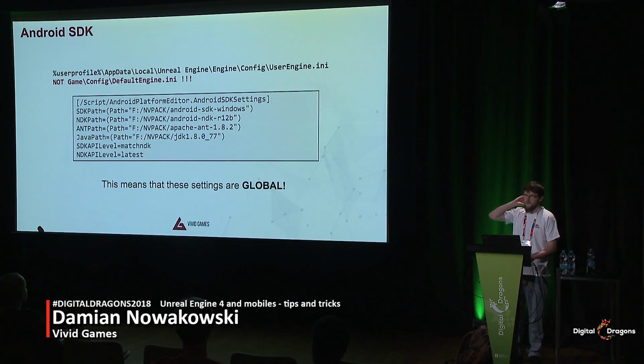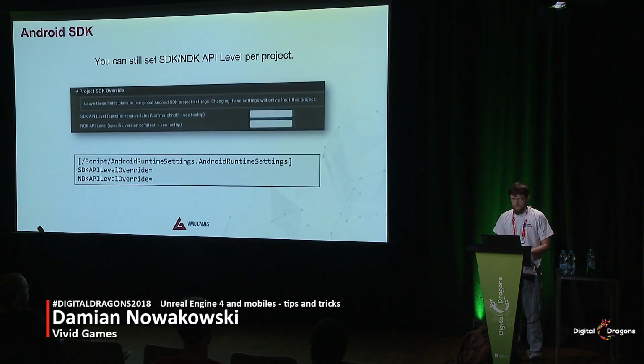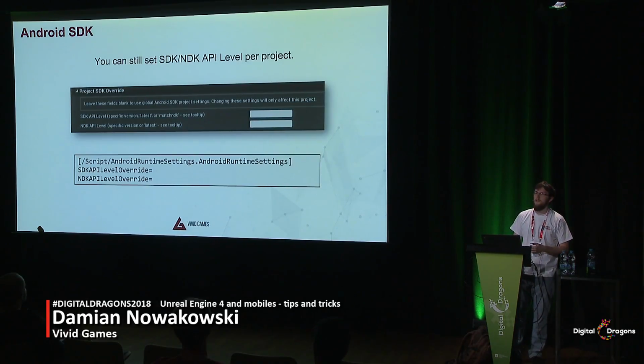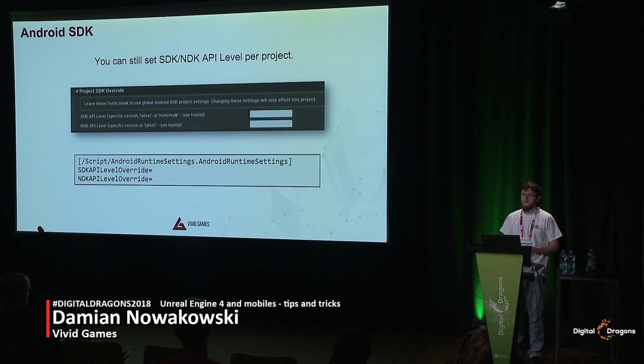The settings shown on the previous slide are not per project. These are settings that are set globally for your building machine, and you can check them in this configuration file. Just remember, they are global for all projects on your computer. Luckily, in the newest version of the engine, you can override the SDK and NDK version for each project, so it's a bit more convenient.